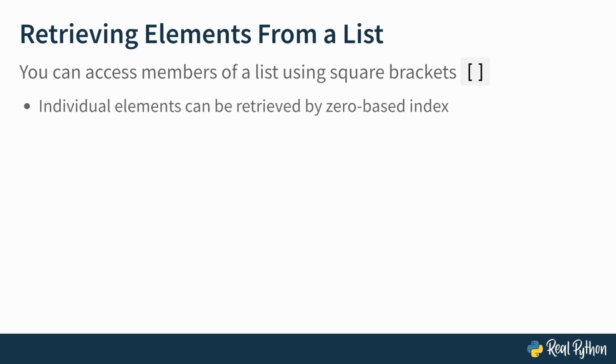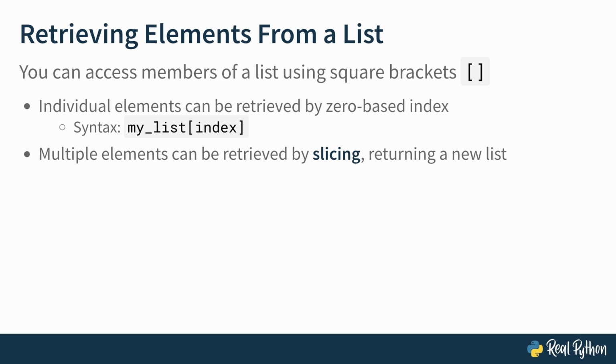Individual elements can be retrieved by their zero-based index, using the syntax mylist[index] with the integer index value in square brackets. Alternatively, you can retrieve multiple elements at once using a Python slice. This always returns a new list, and the syntax is mylist[start:stop:step], where start indicates the first index value to retrieve, stop is the non-inclusive endpoint, and step is the gap between each element retrieved. Start, stop, and step are all optional. This can make slices a little hard to read at first, but you'll find it's an incredibly useful technique.